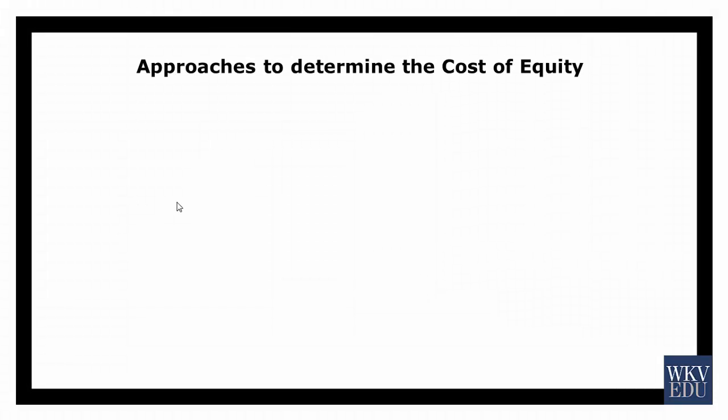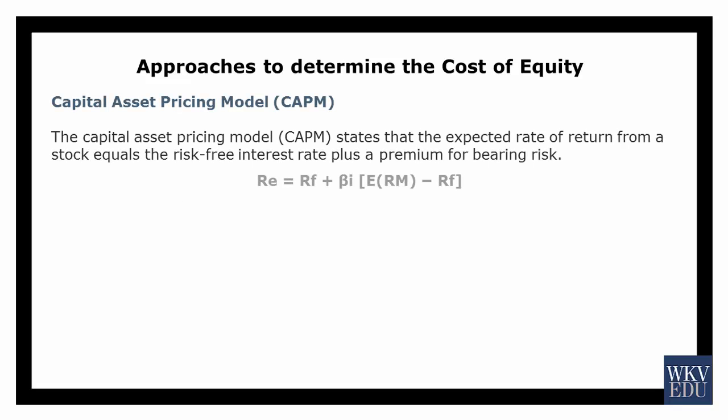We'll now move on to approaches to determine the cost of equity. The cost of equity is the rate of return required by the holders of capital, the common stockholders. Estimating the cost of equity is really difficult due to uncertainty in future cash flows that common stockholders will get in terms of their amount and timing. There are three approaches commonly used to determine the cost of equity. The first is the capital asset pricing model.